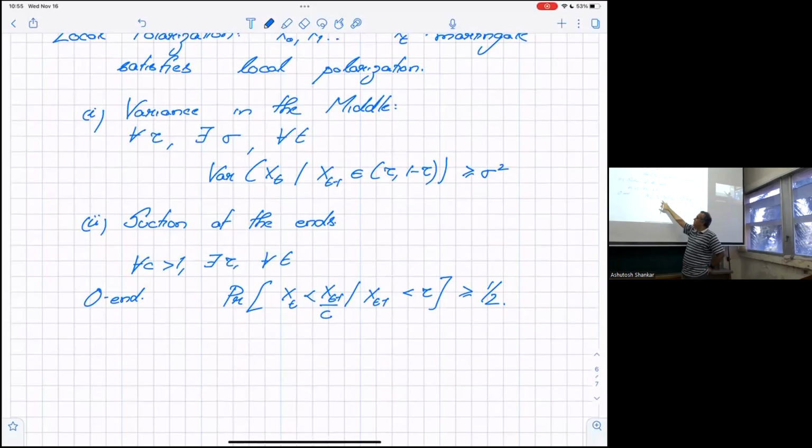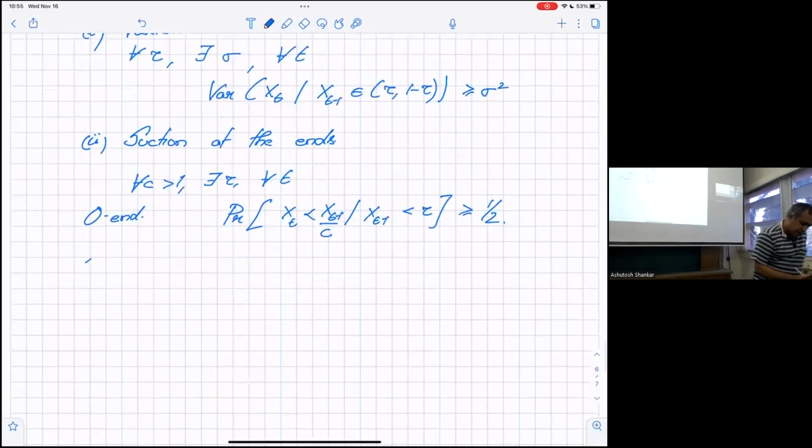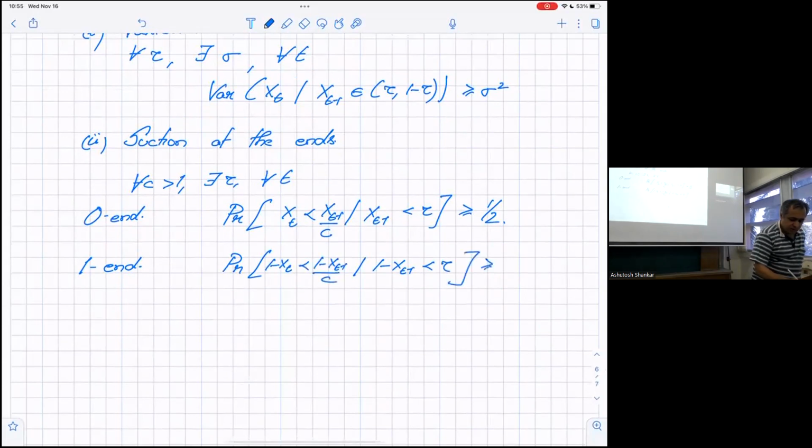That is, when it shrinks and goes to the end, it really goes. This is the zero end. The same thing is exactly true, and you have to write the symmetric thing for the one end, which is the probability that if 1 minus x_{t-1} is less than tau, then 1 minus x_t should be less than (1 minus x_{t-1}) divided by c.